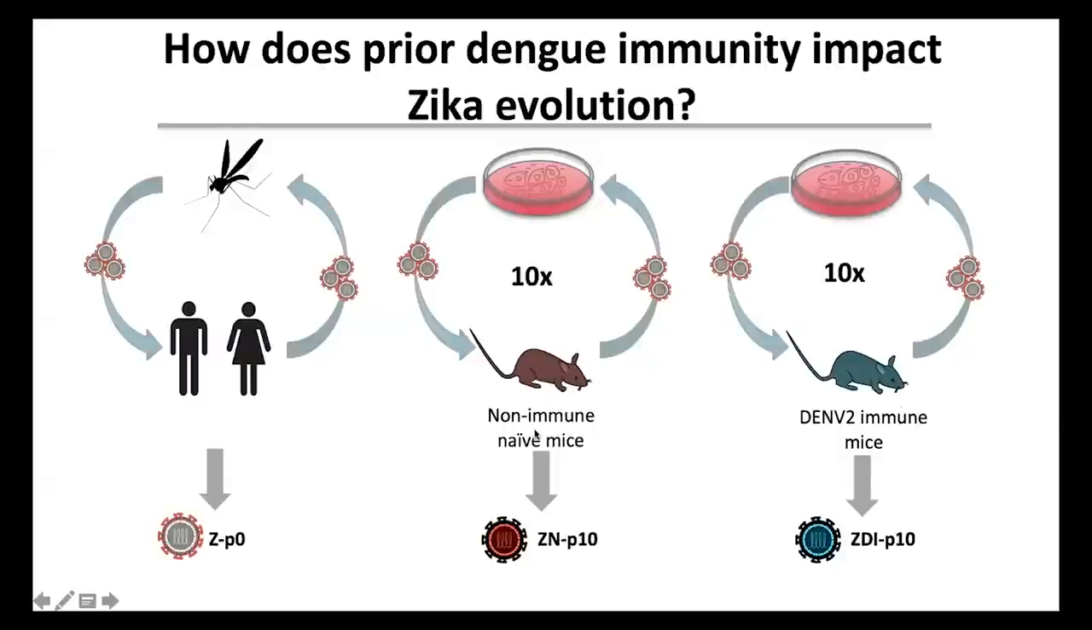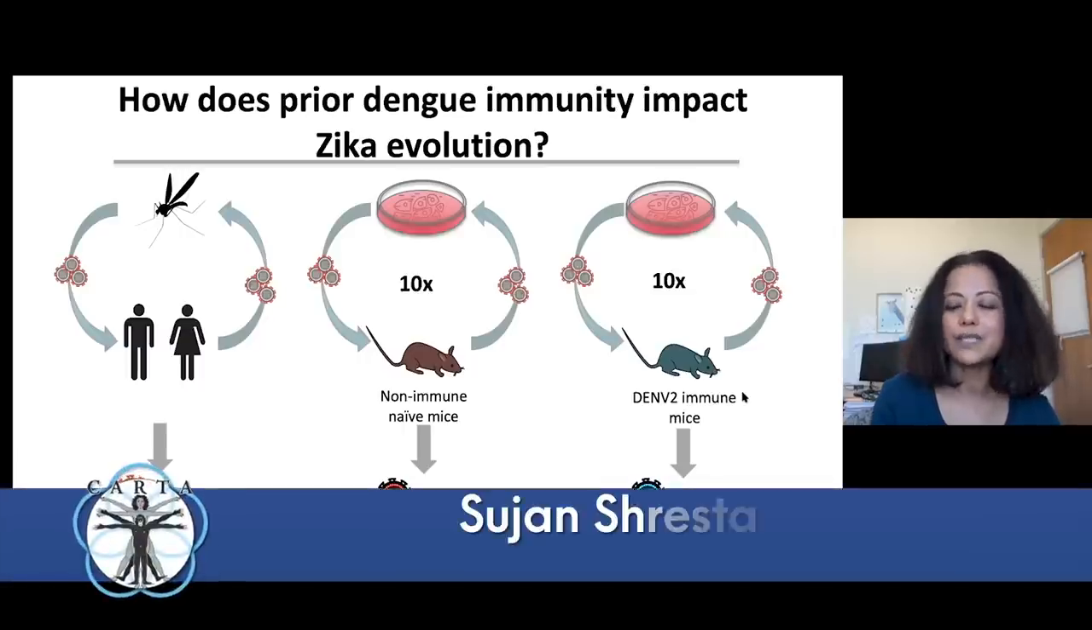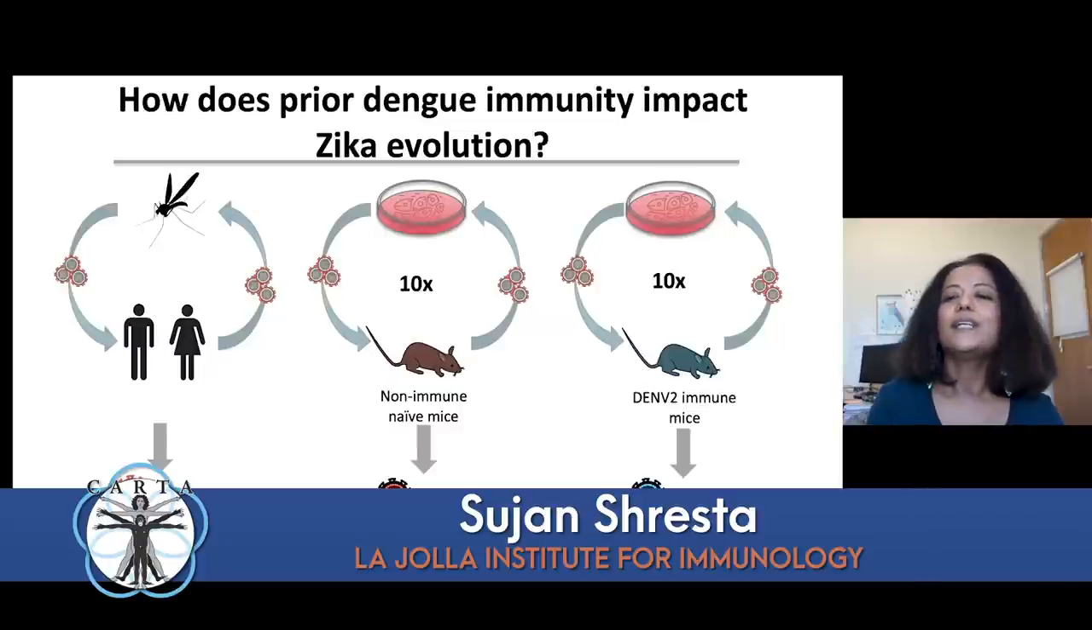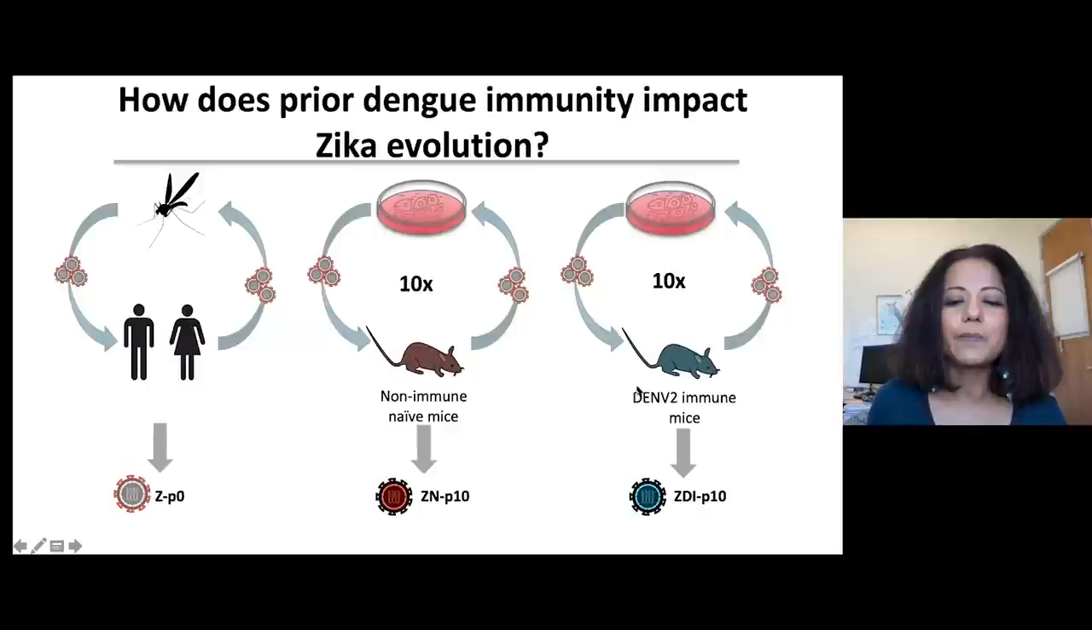The first one is a naive animal, so they've never seen any kind of virus before, dengue viruses before. And the second kind of mouse is a dengue immune mouse, so it's been previously exposed to dengue and has cleared the infection. And now we're conducting this passage experiment.